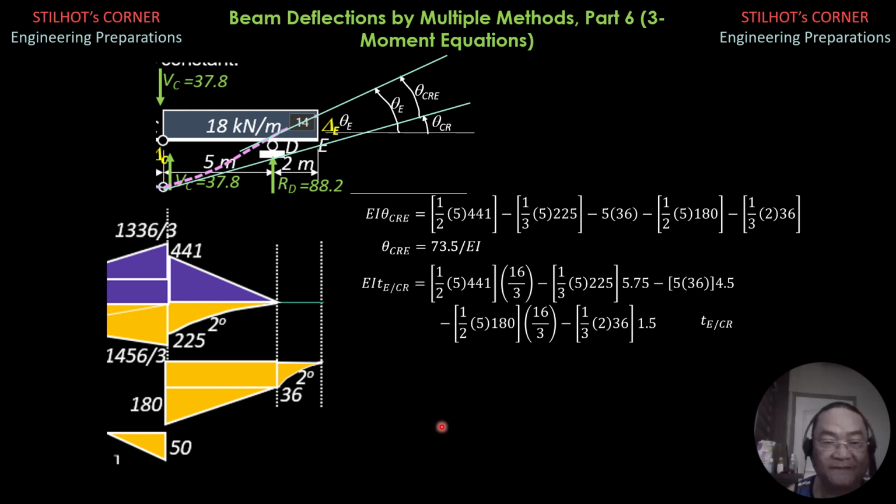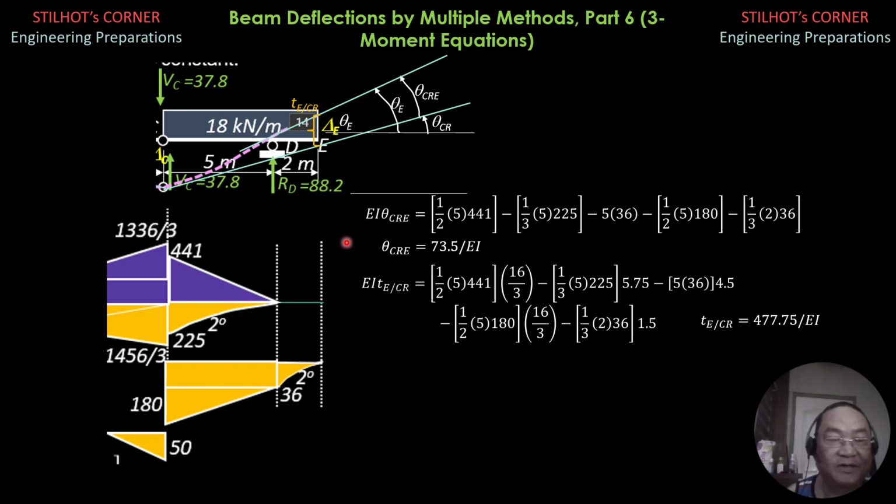So the deviation of E relative to C right is 477.75 over EI, positive, because point E, which is now at this point here, is above the reference tangent at C right. So it is above the reference tangent at C right, and it is represented as shown. So the deviation of E relative to the tangent at C right.